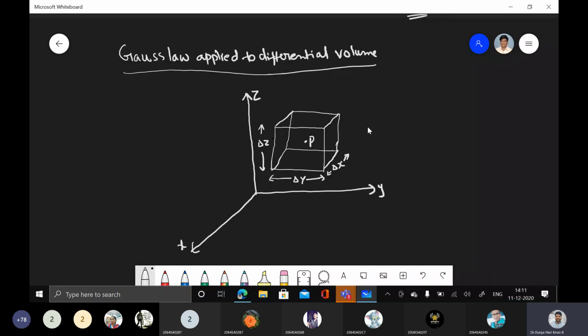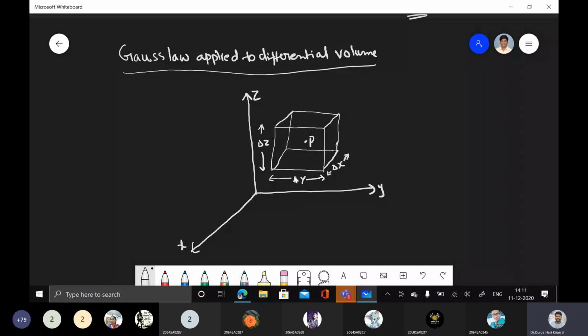Sir, you are saying it is a cube again, why as if it is a rectangle? Don't think so. This time consider it as a differential volume only. I'm just saying it is in the form of a cube. It's not perfect. Consider it as a rectangle only. So for a rectangle, definitely these x, y, z terms will change.